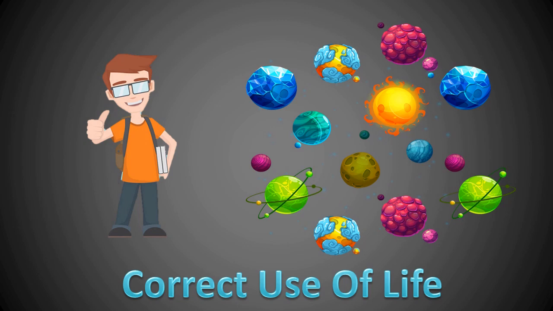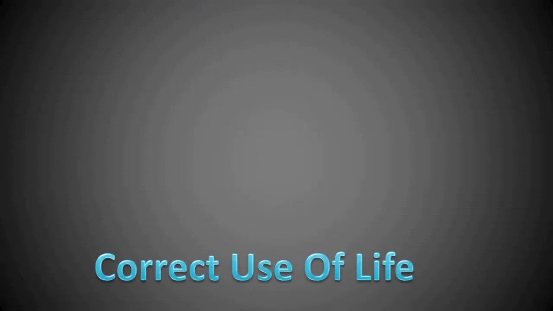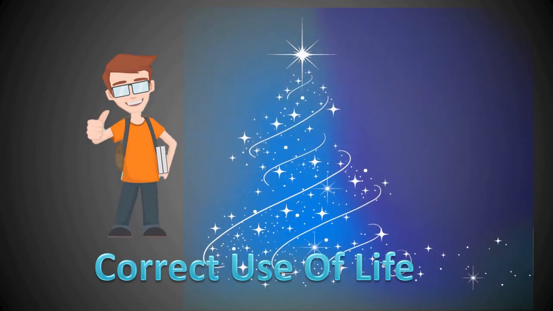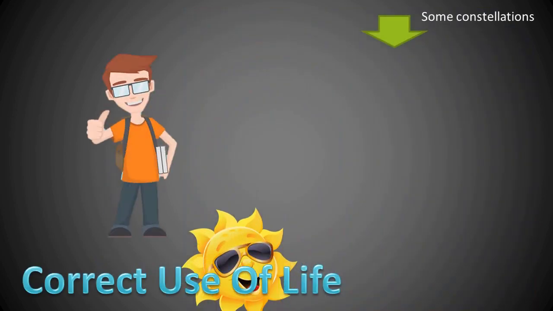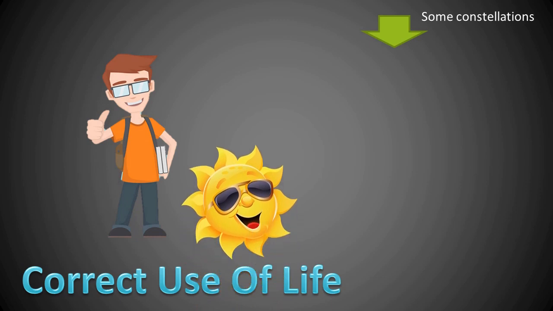Now, the question is, what are the stars? We all are familiar with them, but the actual definition of a star is that it must have its own heat and light. The stars are made up of gases, and as the sun has also its own heat and light and is made up of gases, that's why it is also a star.